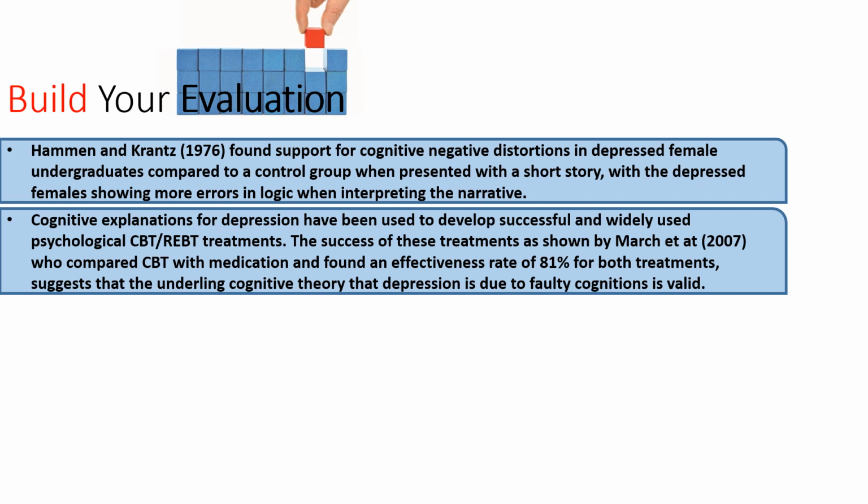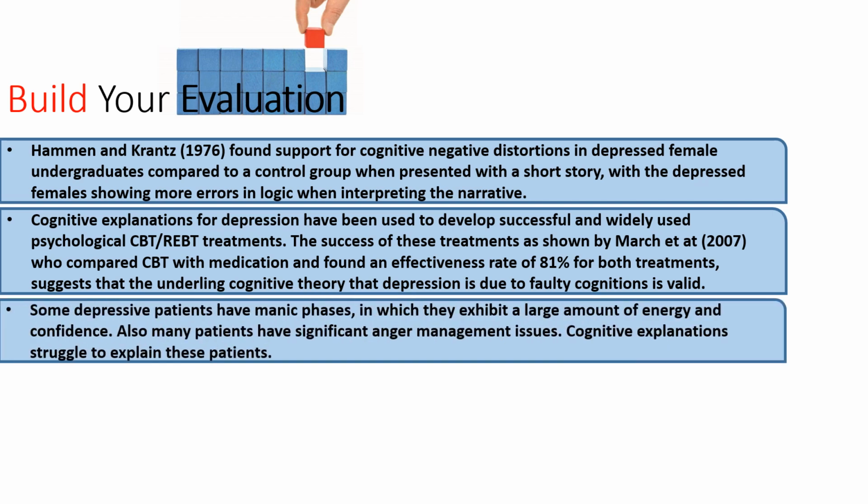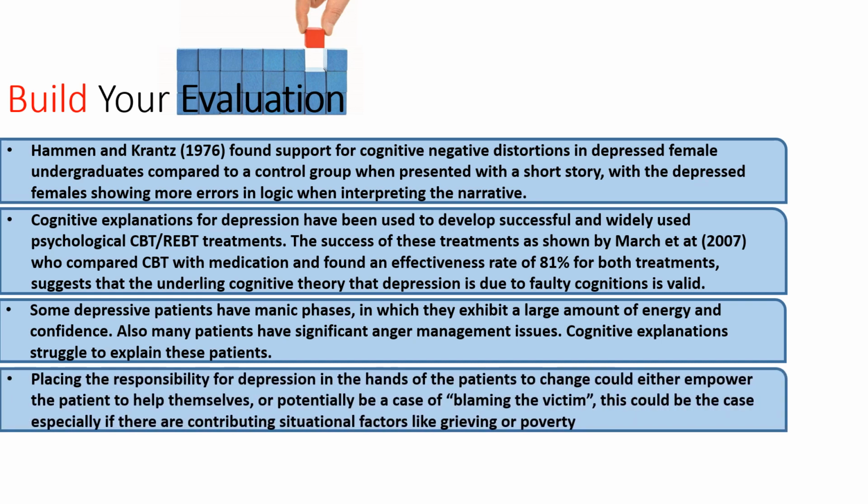However, while the cognitive explanation can explain most depressed patients, it can't really explain manic depressives. So this is when some people with depression show a large amount of energy and confidence in short bursts before returning to a depressive state. It's hard to explain this from the perspective of broken schemas, because it would seem their schemas would switch quite quickly. Also, a lot of patients have really significant anger management problems, which also can't really be explained too well by the cognitive explanation.